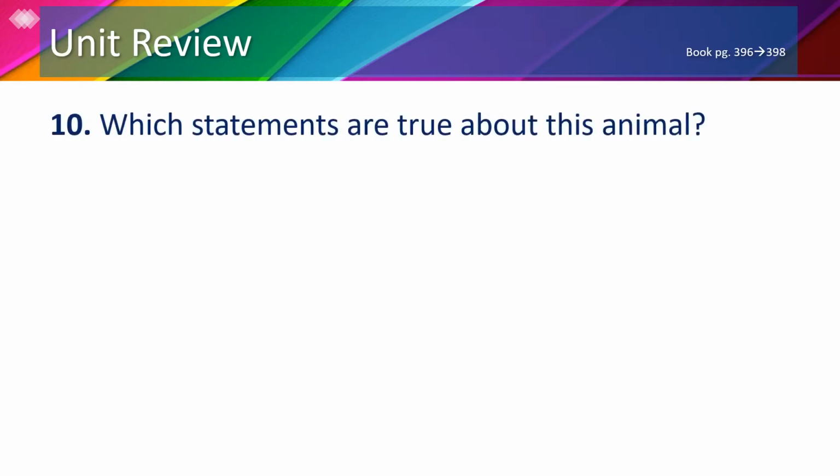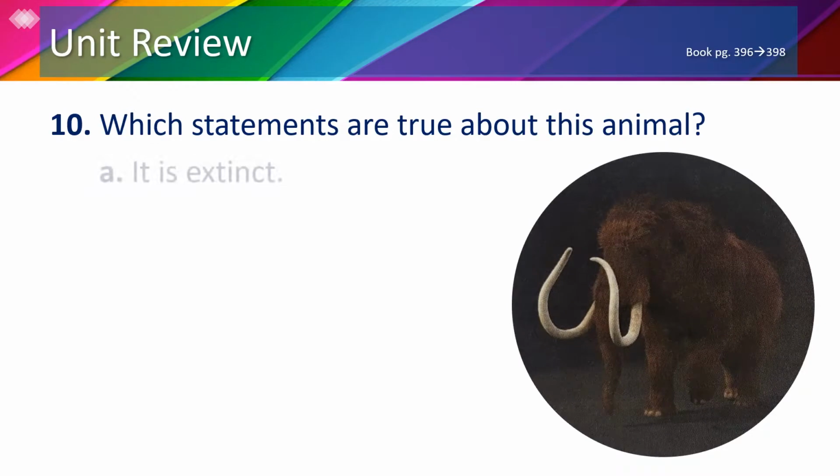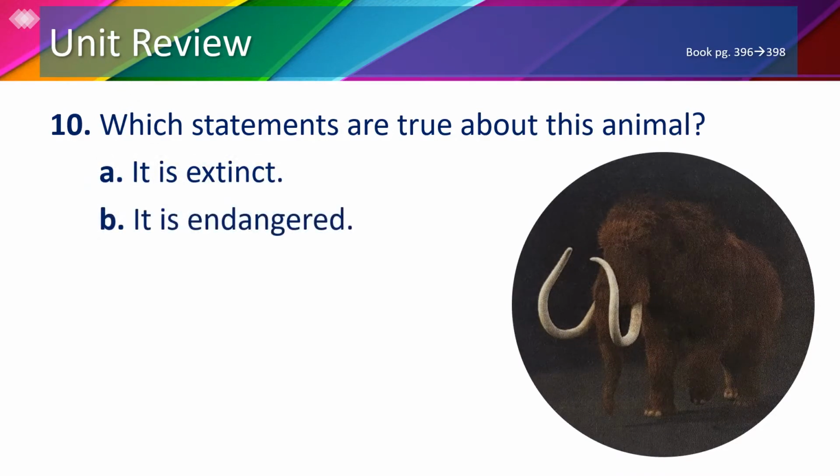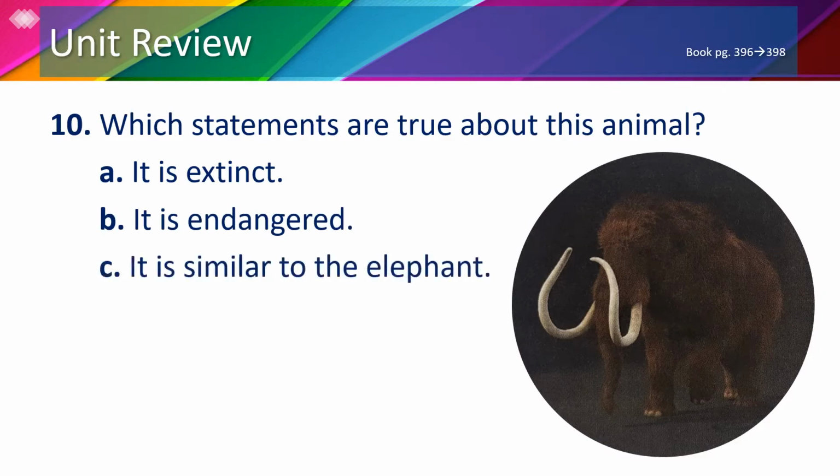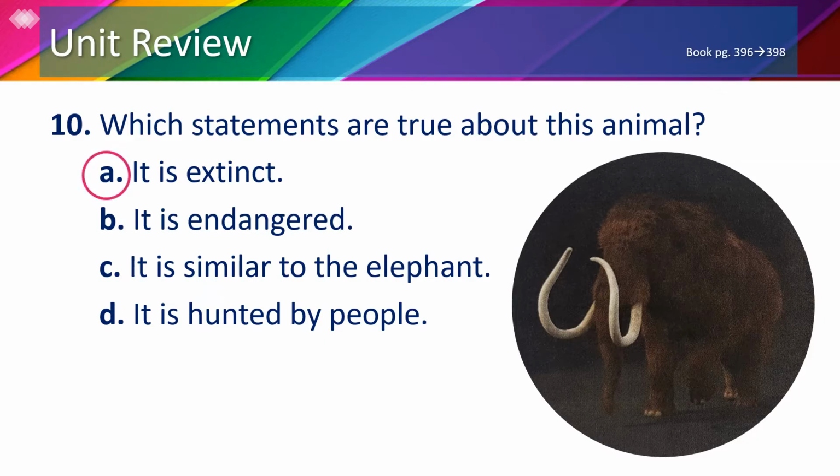And finally, number 10. Which statements are true about this animal? Is it A, it is extinct, B, it is endangered or in danger of being extinct, C, it is similar to the elephant, or D, it is hunted by people? This animal is a mammoth. They do not exist anymore, which means they are extinct. We mentioned in this unit that mammoths look very similar to elephants living today, so C is also correct.